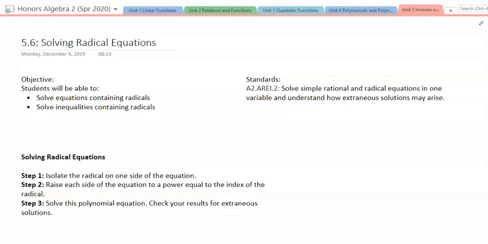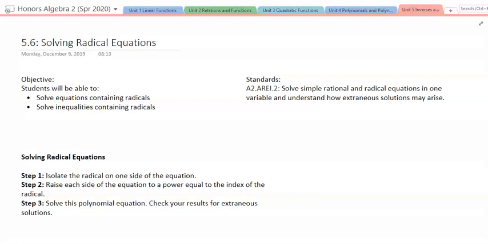We are going to be looking at 5.6 today on solving radical equations. If you notice in the book, you'll see some problems and examples on solving radical inequalities. That is not a standard for Algebra 2, and so we'll be skipping those for today.